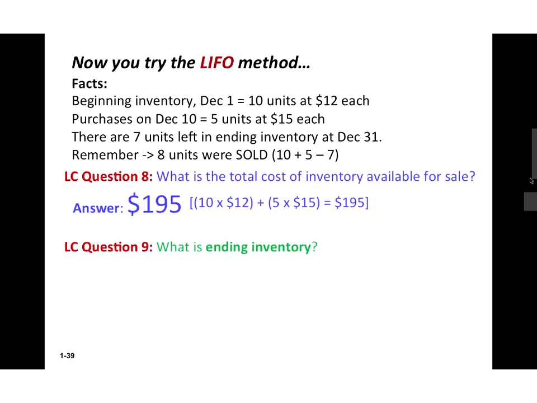So if you think about LIFO, go ahead and give it a try. LIFO means the last ones in are the first ones out. So you're selling your newest stuff, so your oldest stuff is in ending inventory. The question is asking what's in ending inventory. Under LIFO, you're selling your newer stuff, and your older stuff is in ending inventory. Okay, questions out there?